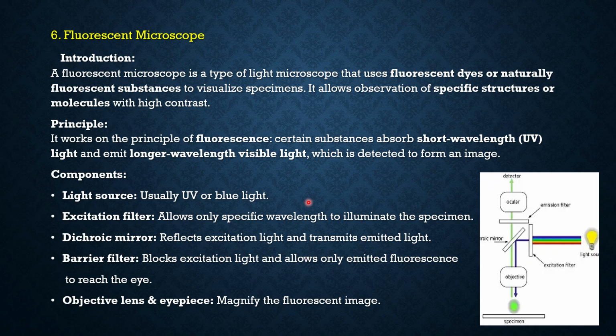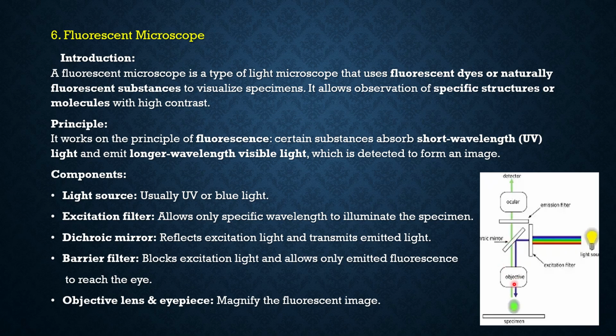Now the components we use here: first is the light source, which is usually UV or blue light. Then the excitation filter, which will allow only a specific wavelength to pass. As you can see here, there are different colors, but it is allowing only one color, blue light, to pass through. Then there is a dichroic mirror, as the name tells. What does it do? It will allow one wavelength of light to pass through, and it will also send another wavelength to the ocular. One wavelength is moving, another wavelength is moving out, so that's why we call it dichroic.